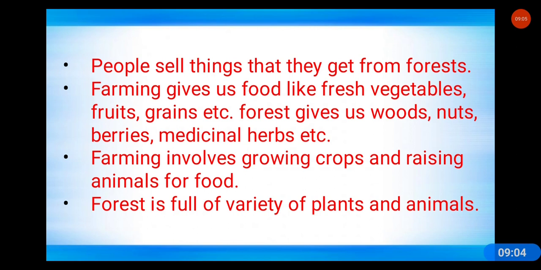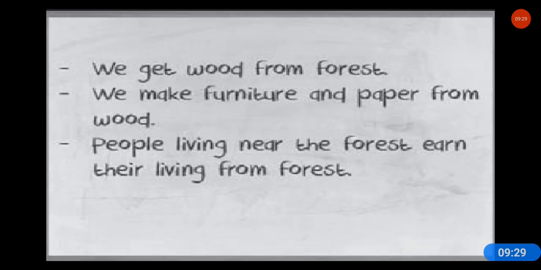Farming gives us food like fresh vegetables, fruits, grains, etc. Forest gives us woods, nuts, berries, medicinal herbs, etc. Farming involves growing crops and raising animals for food. Forest is full of variety of plants and animals, right? And so please keep remember this point.